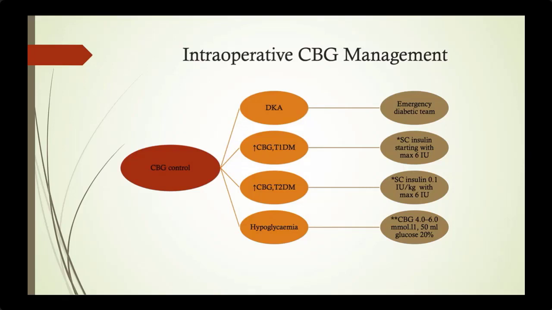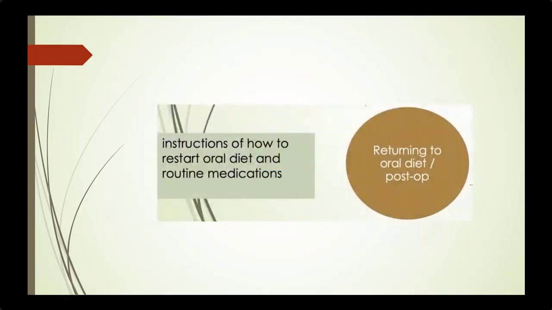For hypoglycemia, if it is 4 to 6 millimole per liter, you give them 50 mils of 20% glucose. If it is less than 4, the trend here is to give 100 mils rather than 50 mils. Above all, whether it is elective or emergency, the patient's blood sugar should be checked hourly while they are in theater.